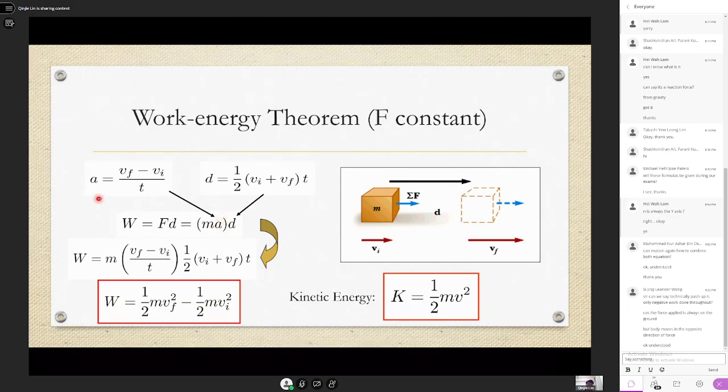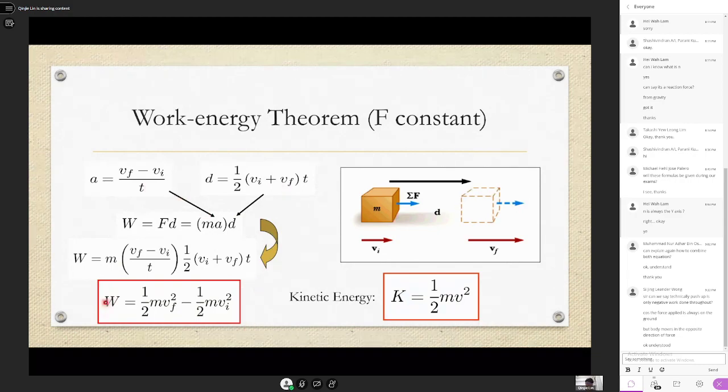But from kinematics, we also know that a can be changed. This is from V equals U plus at. Then you substitute the a. For the d, which is the distance, we also know from kinematics it can be written in terms of initial velocity, final velocity, and time. It's down here also. So we want to solve that equation. If you change it and rewrite it, work done will be equal to this, with the values substituted in. Then you will come to this.